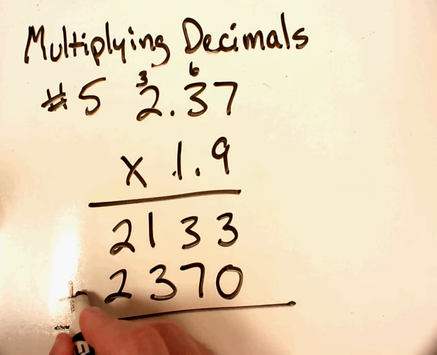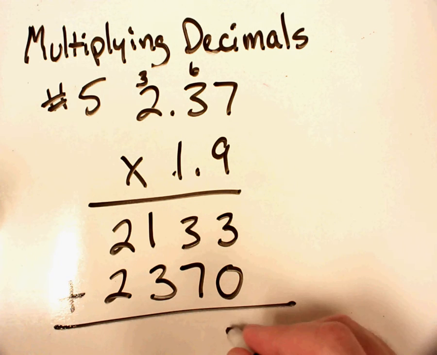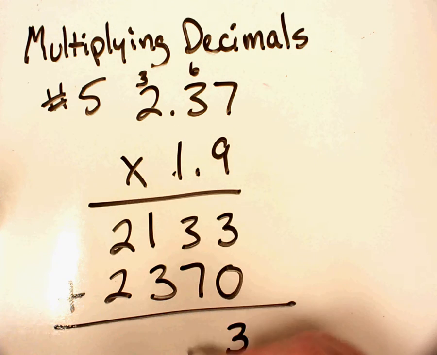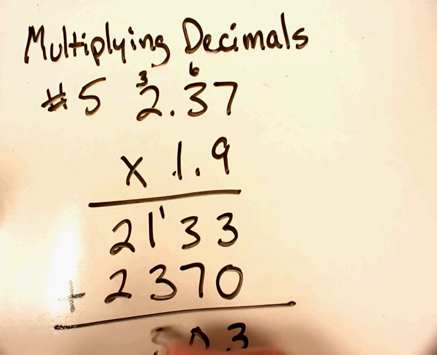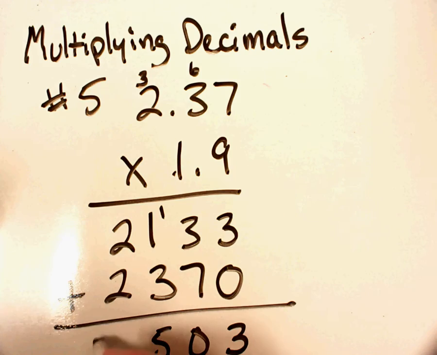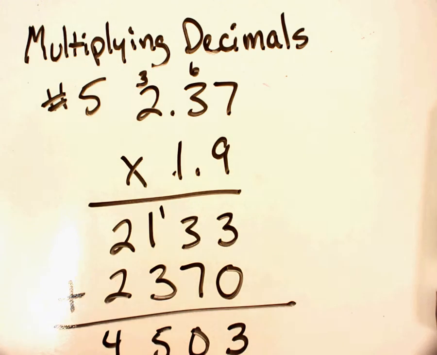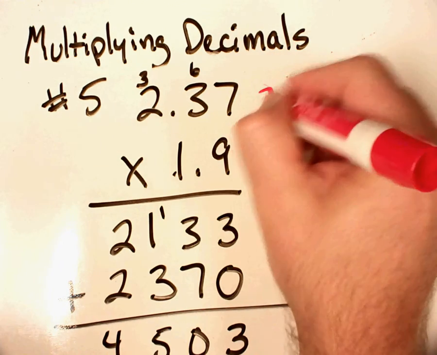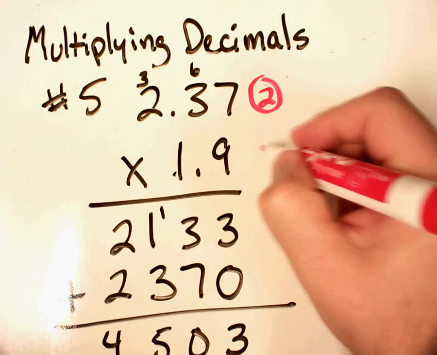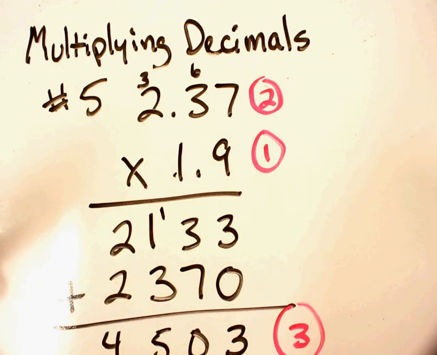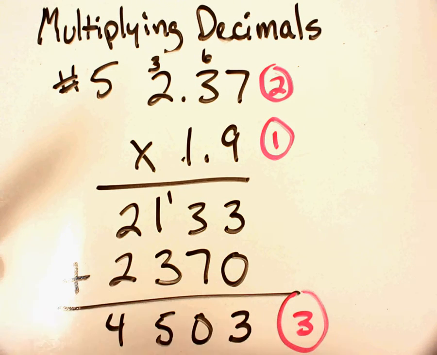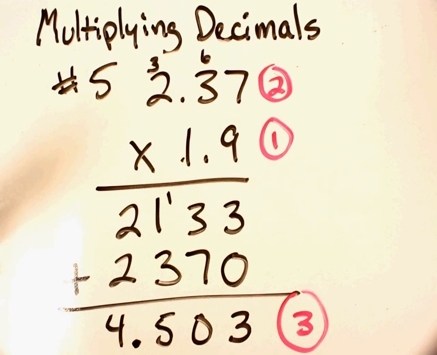Add these up. 3 plus 0 is 3. 3 plus 7 is 10, carrying my 1. 1 plus 1 plus 3 is 5. 2 plus 2 is 4. 2 numbers to the right of my decimal in this one. 1 number to the right in this one. So I need a total of 3. And so my answer is 4 and 503 thousandths.